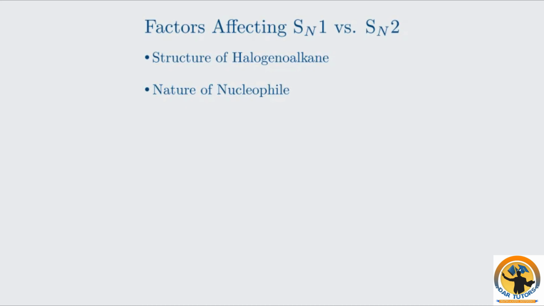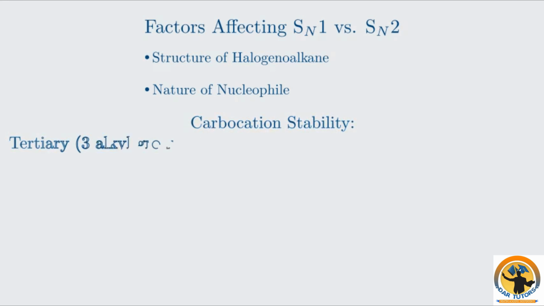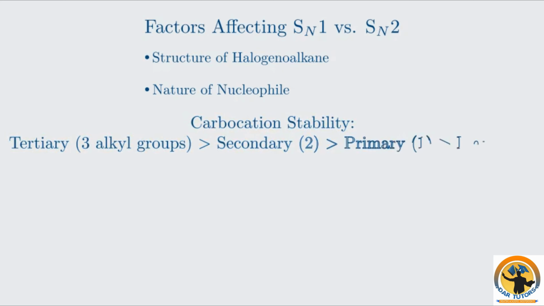A stable carbocation is crucial for SN1. Carbocation stability follows a clear trend. Tertiary is more stable than secondary, which is more stable than primary. Tertiary carbocations have three alkyl groups, which are electron-donating. These groups stabilize the positive charge through hyperconjugation by sharing electron density from their C-H sigma bonds with the empty p orbital of the carbocation. This stabilization significantly lowers the activation energy for SN1.